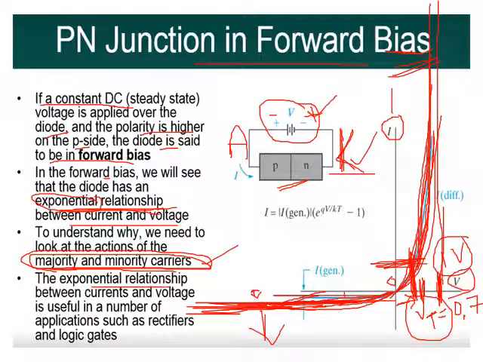Next, the exponential relationship between current and voltage is very useful. Actually, it has a number of applications. A few of them are rectifiers. You might have studied rectifiers, half wave rectifier, full wave rectifier, logic gates, and a few things we'll be studying in this semester, like clippers, clampers, and various applications of diodes. So the main reason, or the basic concept behind so many applications of the diode, is its exponential behavior. The current is rising exponentially.